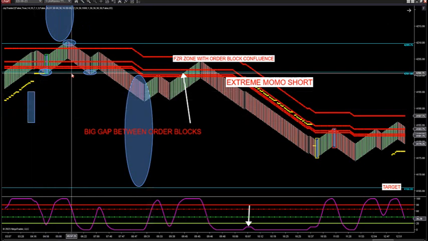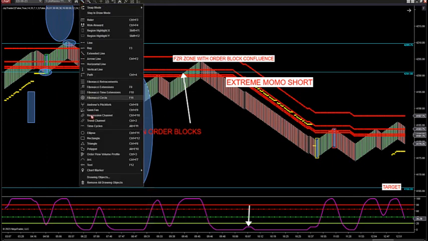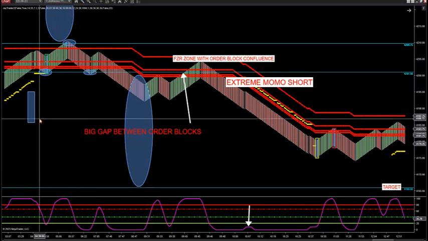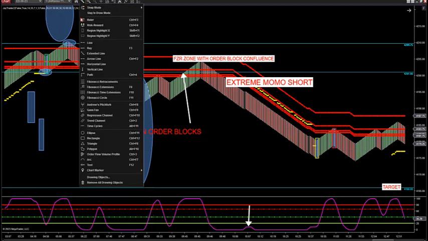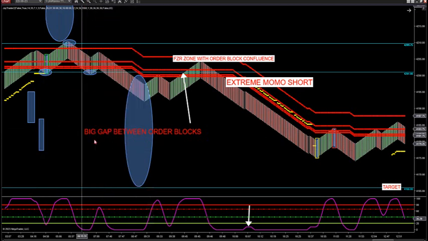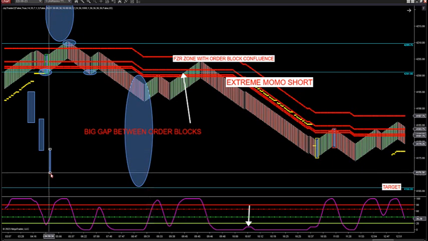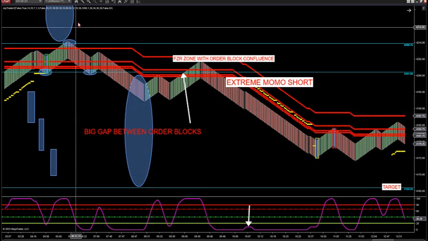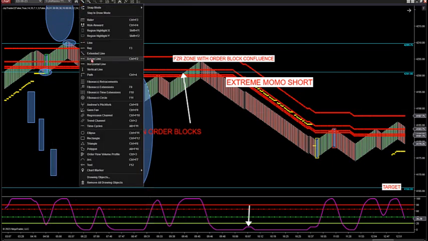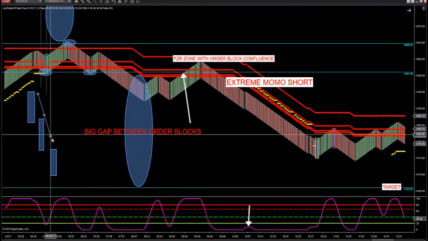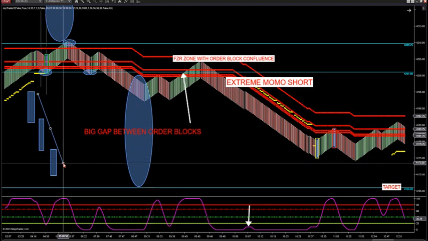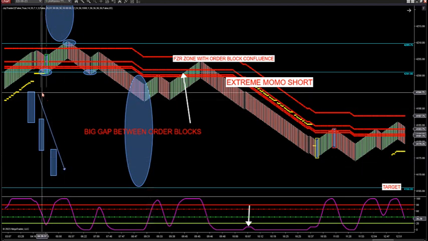Now remember, order blocks are very simply very important levels, extremely important. That's where, on a larger time frame, you have a big move in price. Big, giant move in price. And it creates an insufficiency in the market. So when you see a big move in price down or up on a larger time frame, it could be a 30-minute, 60-minute, 120, 240-minute chart, whatever.